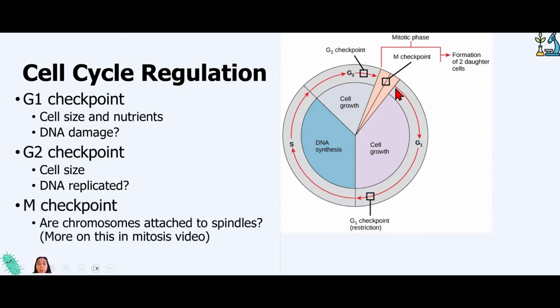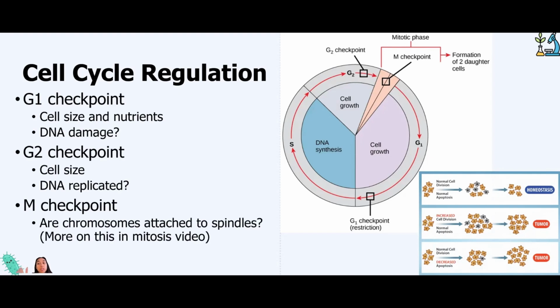And then there is a checkpoint in actual mitosis. We call it the M checkpoint. I'll talk about this in a different video, but essentially in the M checkpoint, we are making sure that the chromosomes are attached to the spindle fibers. That will make a lot more sense in my mitosis video, but just know that there's another checkpoint in mitosis itself.